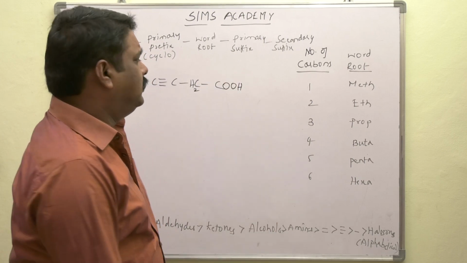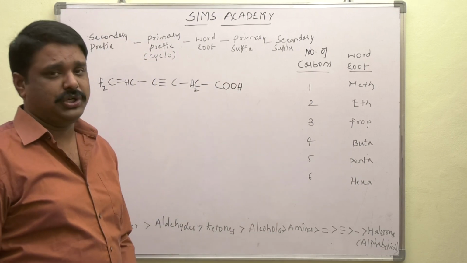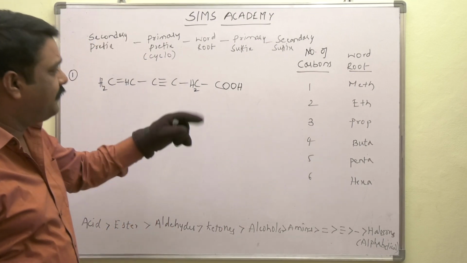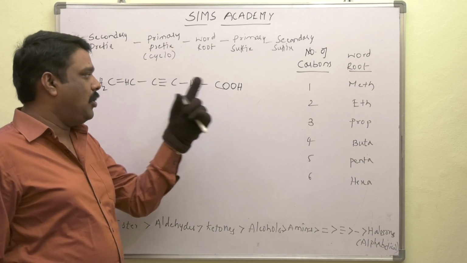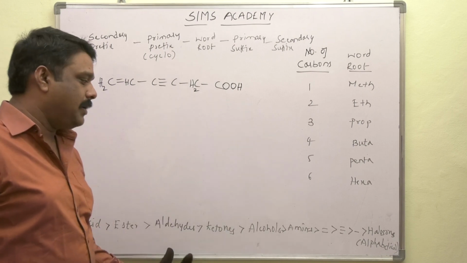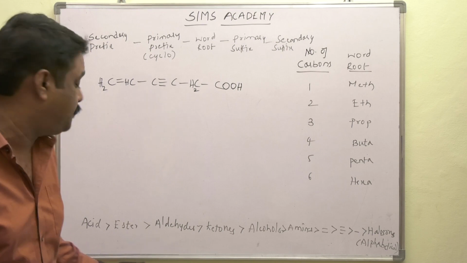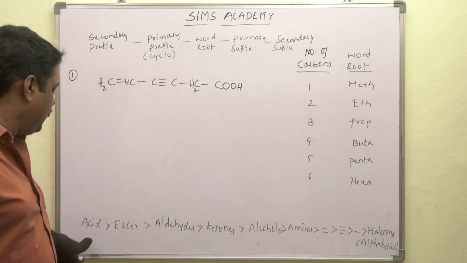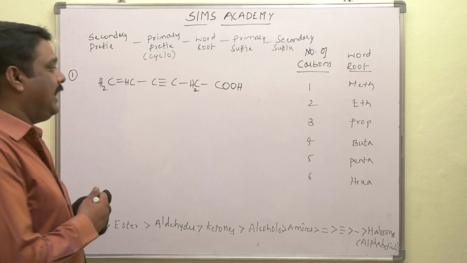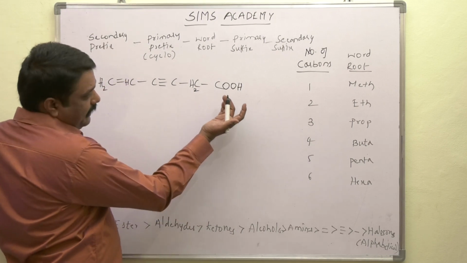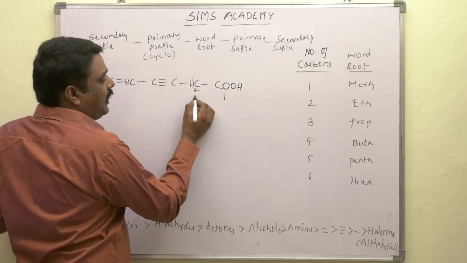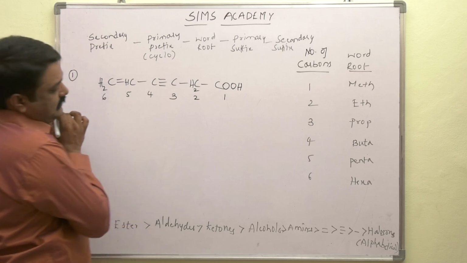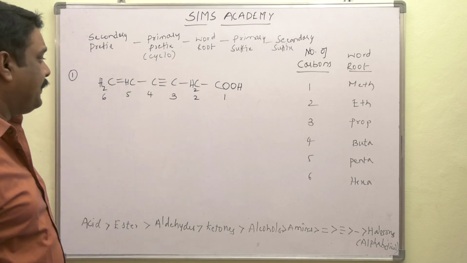Now, from where are we supposed to give the numbering? From left to right or right to left? We have the functional group, double bond, triple bond, and acid group. Coming to the order of priority of the functional groups, we have acid. Acid should be given the first priority. Hence, we move from right to left here: 1, 2, 3, 4, 5, 6.